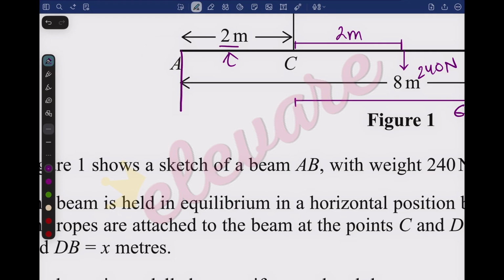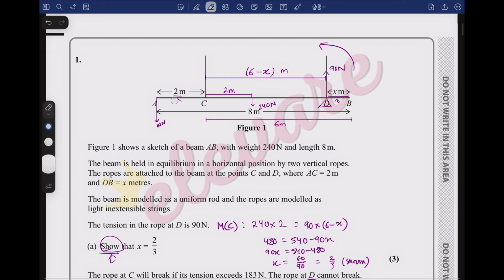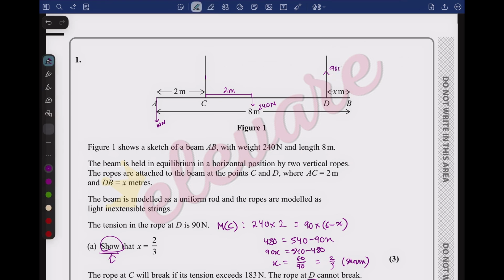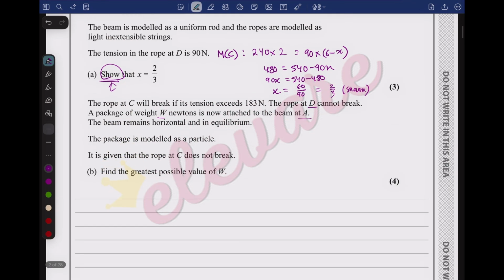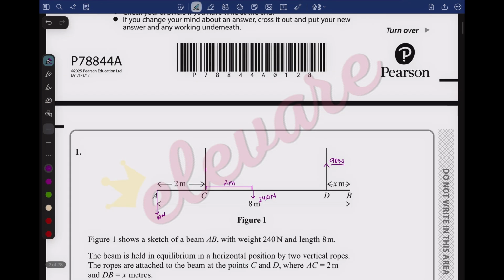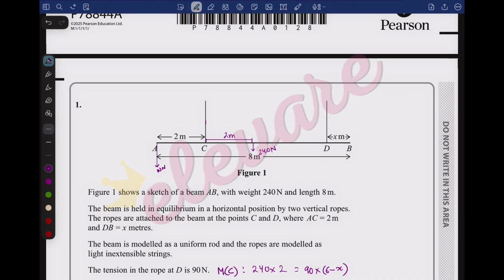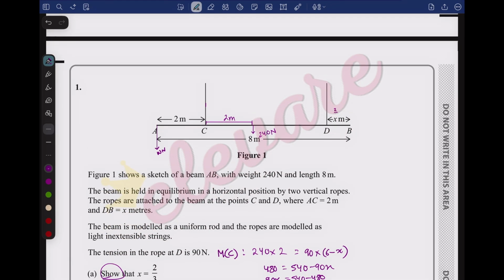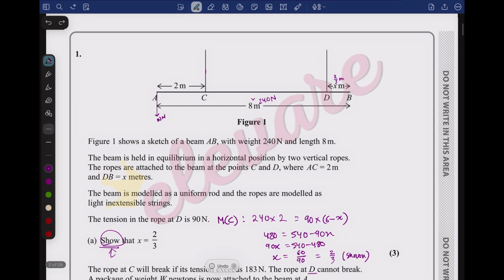There you go. W newtons. Okay, we have this. Let's get rid of some of the clutter here. And we no longer have this same 90 newtons as the tension at the point D, because the whole setup just changed, right? We have a new weight here. So of course it's not going to remain the same. So we're going to erase that. And we know what x is. This is just 2 by 3. Let's just label it, because why not? Okay. We also have the weight. That's it.